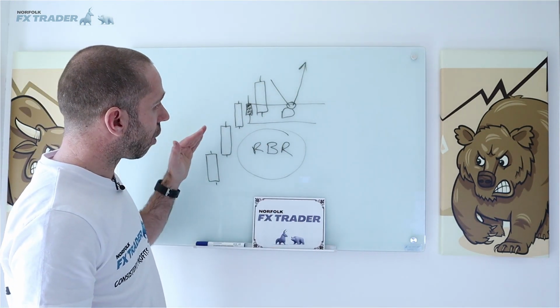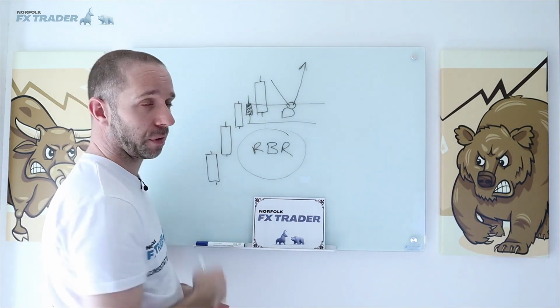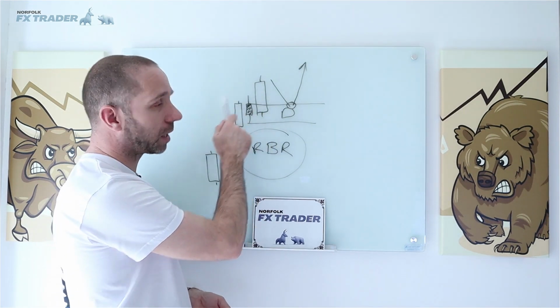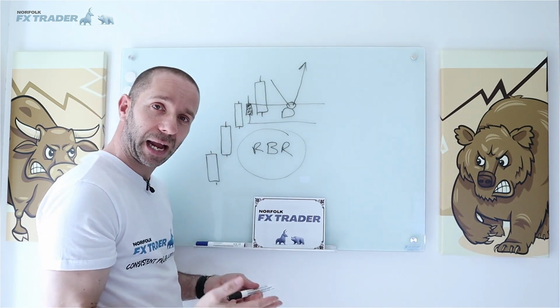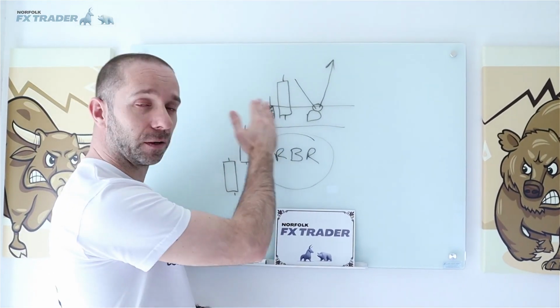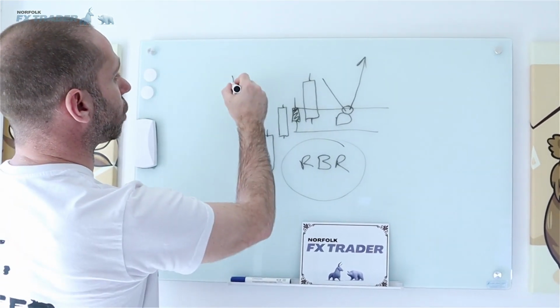But in a swing like this, you can find at least two or three of these rally-base-rallies on the way up. What it's showing you is that on a lower time frame, it's an area of demand on a swing pullback compared to a single candlestick on that time frame. So let's say this is a daily time frame.